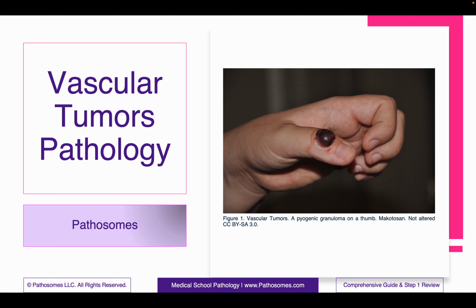You're probably looking at this patient's hand wondering, what is that? Future dermatologists out there know what this is, right? It's very red, rotund. It's a pyogenic granuloma. Note that they often occur on the digits. We're going to be talking about this and much more. This is Vascular Tumors Pathology.